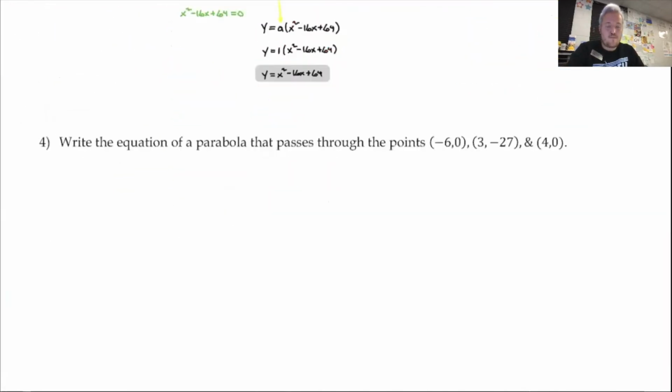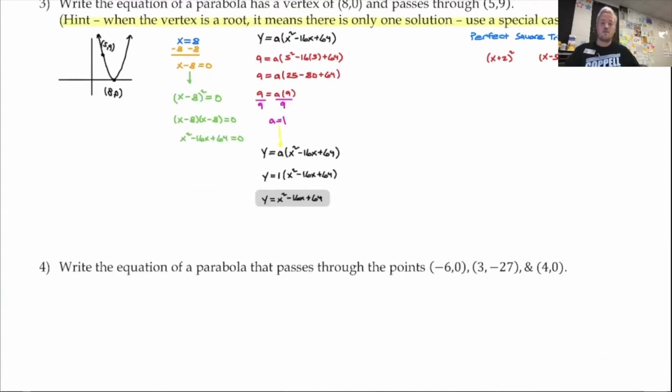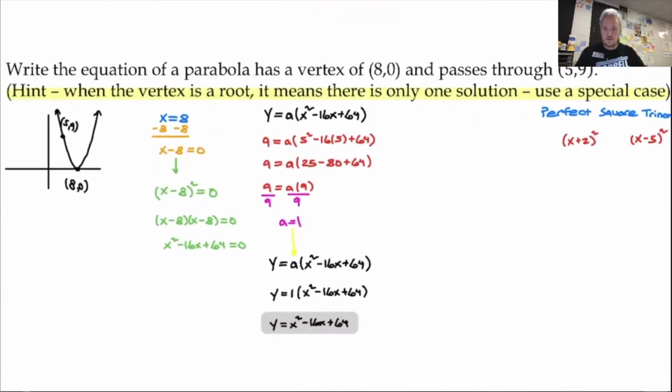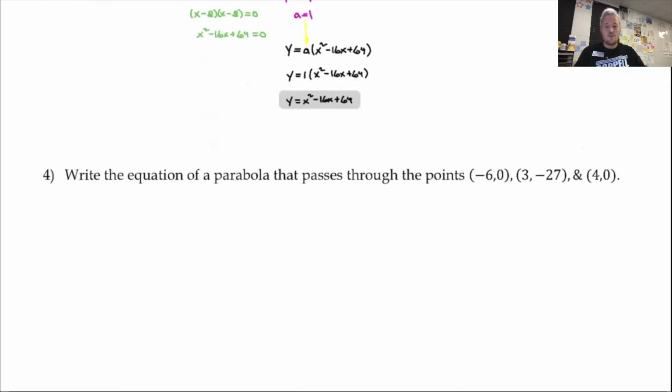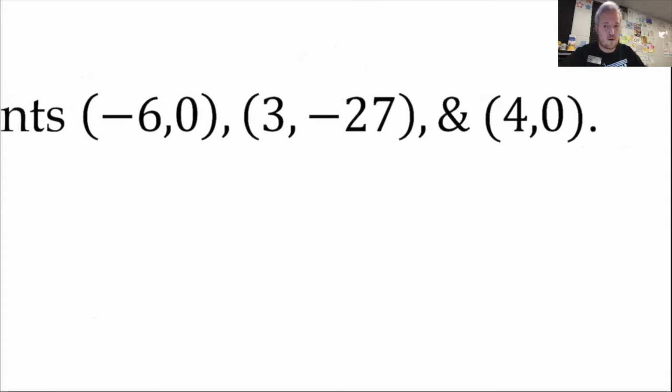All right. So number 4. For this one, I give you 3 points. Here's the thing: 2 of those points are going to be the roots, unless I have a special case like this. The other point that I give you is specifically the point that you have to plug in for your regression model equation. All right, so look at the points that I give you: (-6, 0), (3, -27), and (4, 0).